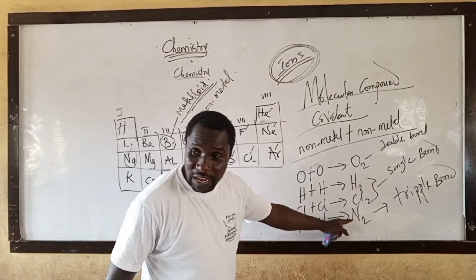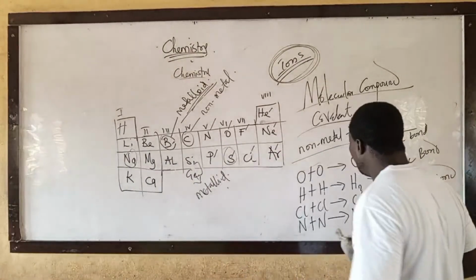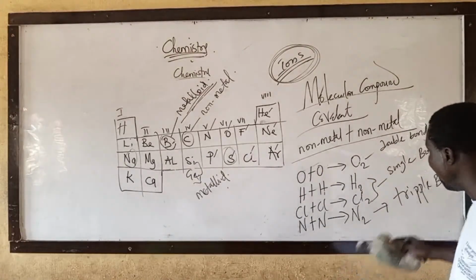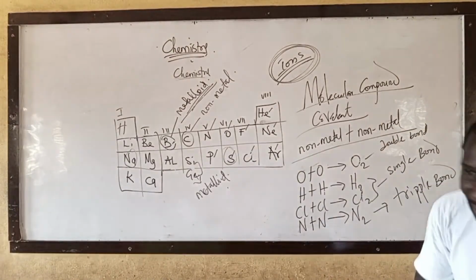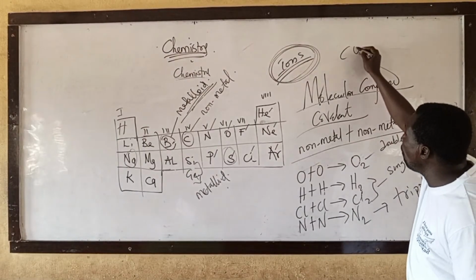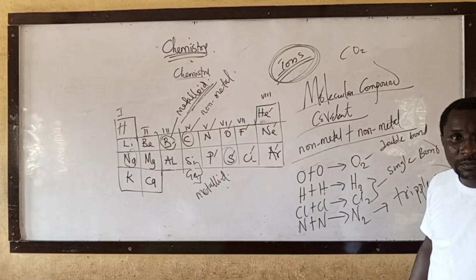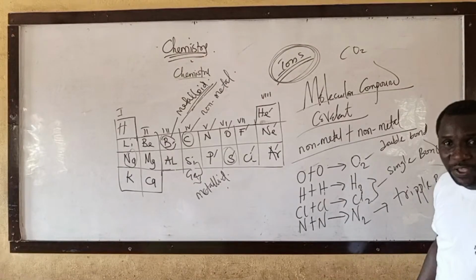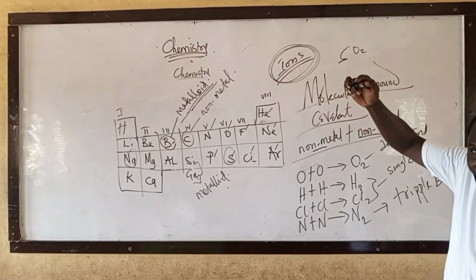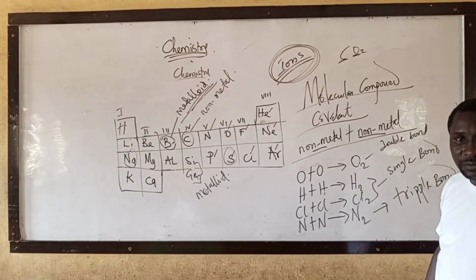These are covalent molecules. I said when you see non-metal and non-metal, that is a covalent compound. For example, look at this compound, CO2. What bond? Covalent. I told you when you have non-metal and non-metal: carbon is a non-metal, oxygen is a non-metal. What bond? Covalent bond.